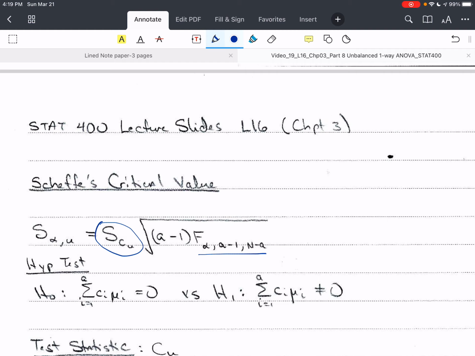So this is the critical value that would go with the F naught equals MS treatment divided by MSE, which has the F distribution with a minus 1 and N minus a degrees of freedom for the one-way case. So this is the degrees of freedom for the treatment, and this is the degrees of freedom for the error. So Scheffé is using that F statistic and creating a nice critical value here, S sub alpha u.